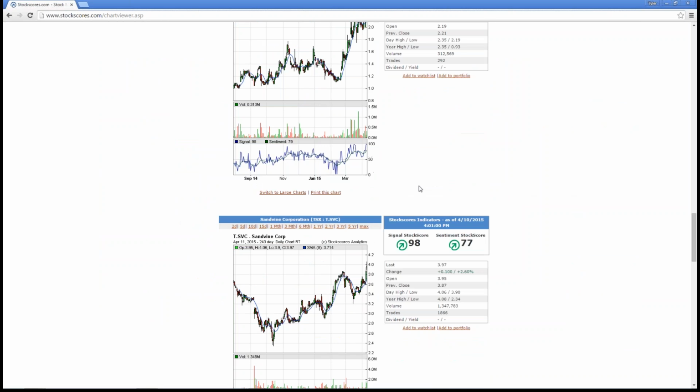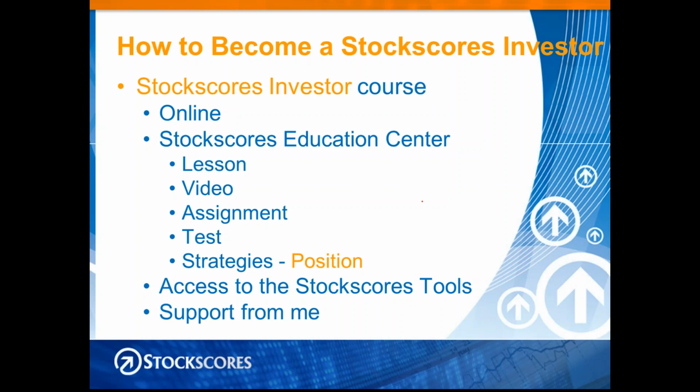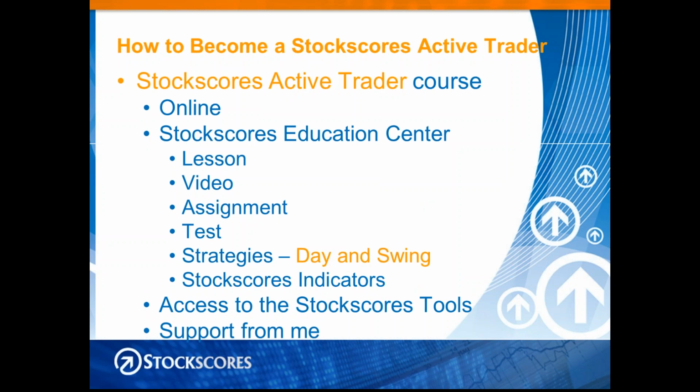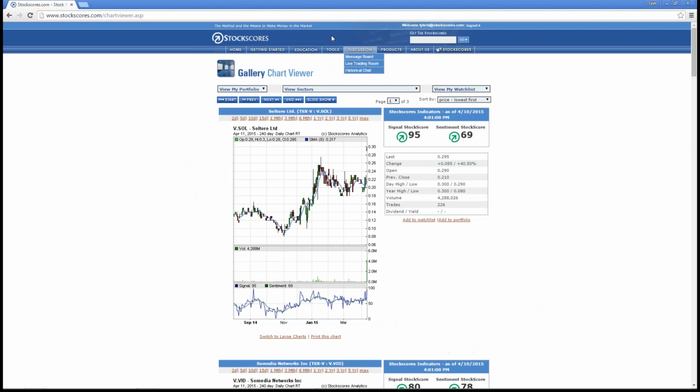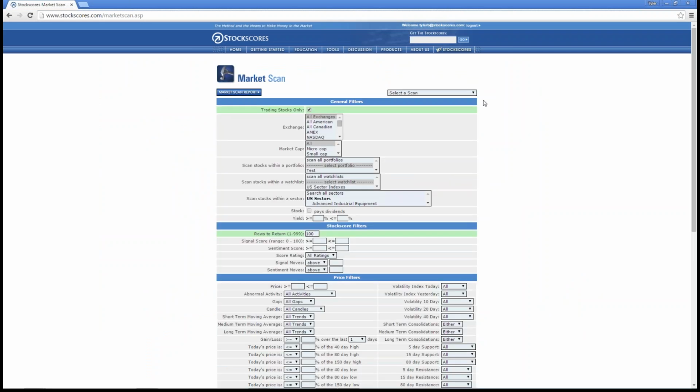And what you're learning in the investor section of the Stock Scores website is what the rules are for what to look for. Now, if you want to be an active trader, let's say a day and swing trader, it's just a different set of lessons, a different set of strategies. The concepts are all the same, but now you're focusing on strategies to pick stocks to day and swing trade. So if I go back to the market scan tool, I can run what's called the day trader scan this time, and run that.